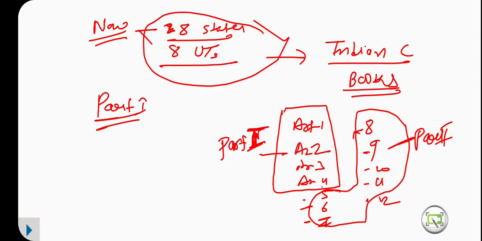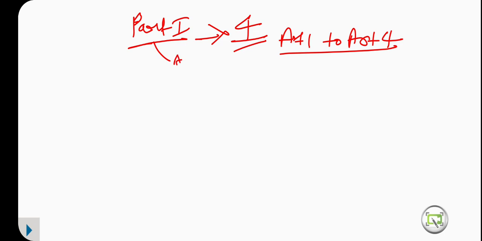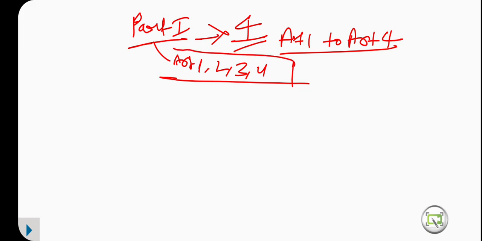And how many articles in Part 2? Part 2 contains articles 5 to 11. So, understood. Here we will study Part 1, and Part 1 contains how many articles? 4 articles. Which articles? Article 1 to Article 4. This means in Part 1, Article 1, Article 2, Article 3 and Article 4 are there.